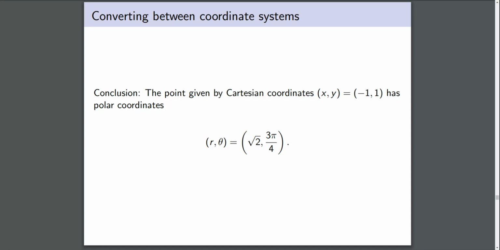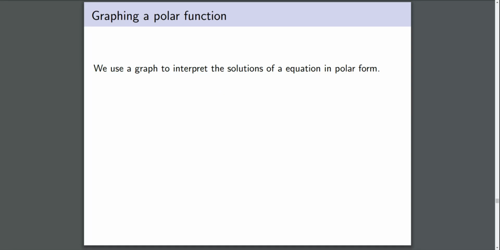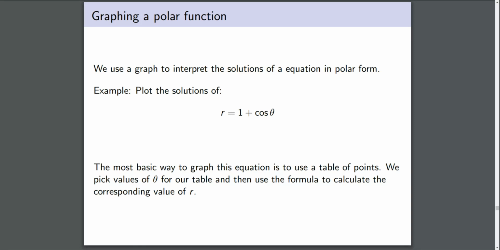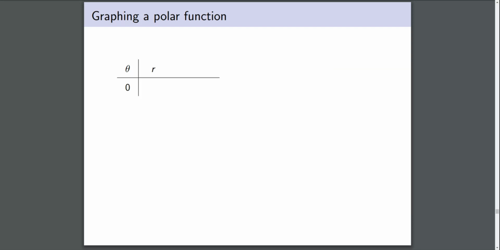Next problem we're going to look at is graphing solutions to an equation that's given in polar form. I want to look at this in terms of an example. So we're going to see how to plot the solutions of r equals 1 plus cosine theta. There's a couple ways that we're going to do that. First, we're just going to start by making a table. So I'm going to pick values of theta, put them in my table, and then for each value, I'm going to plug it into the formula, get the corresponding value of r, and then I'm going to plot all the pairs that I have in my table.